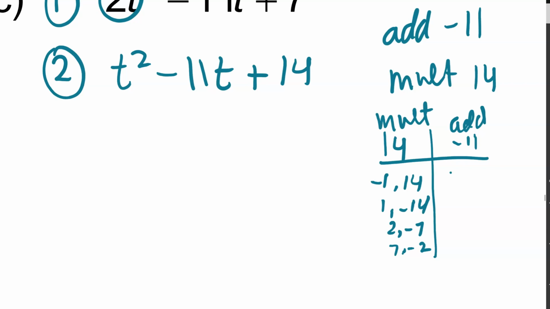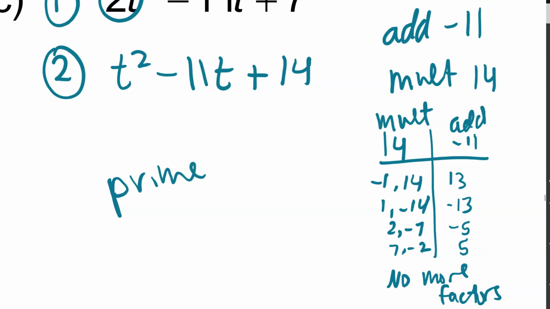Okay, so this turns into 13. This is -13. This is -5, and this is 5. None of them are adding to what it should be. There's no more factors to write, right? There's no more factors. Exactly, prime. It's prime. I cannot write them as a product of two binomials. I can't. That's it. There's nothing.